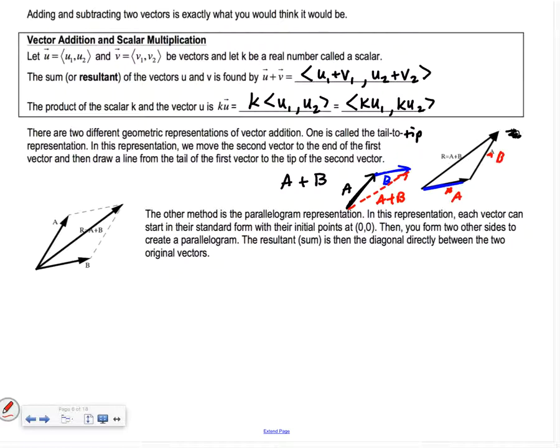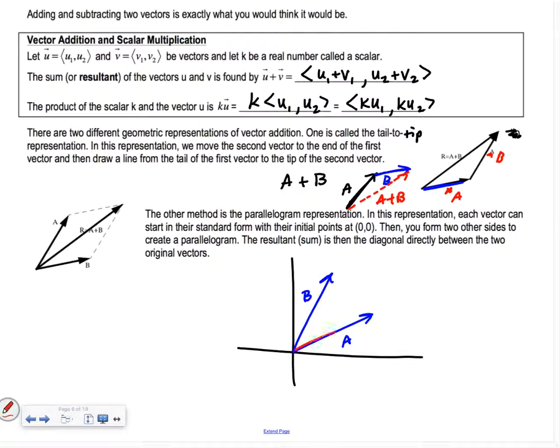All right, the other method is the parallelogram representation. It says in this representation, each vector can start in their standard form with their initial points at 0, 0. But then you form two sides to create a parallelogram. Let me draw it out so you can see how we would start. So let's say we have a vector here, and we have a vector here. This is vector A, and this is vector B.